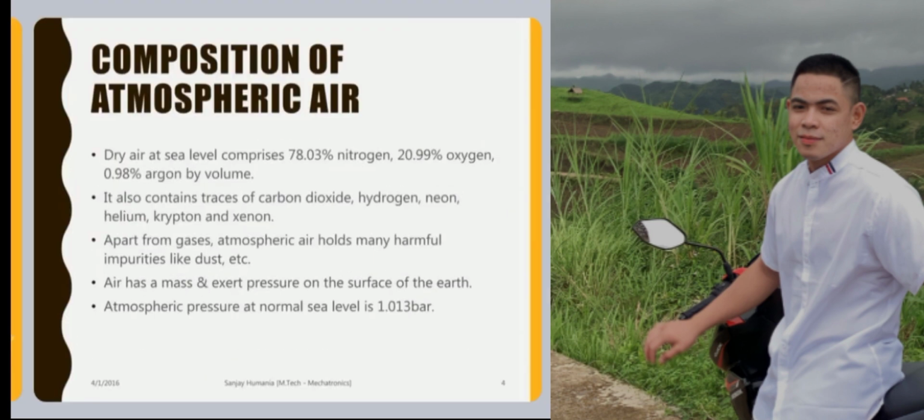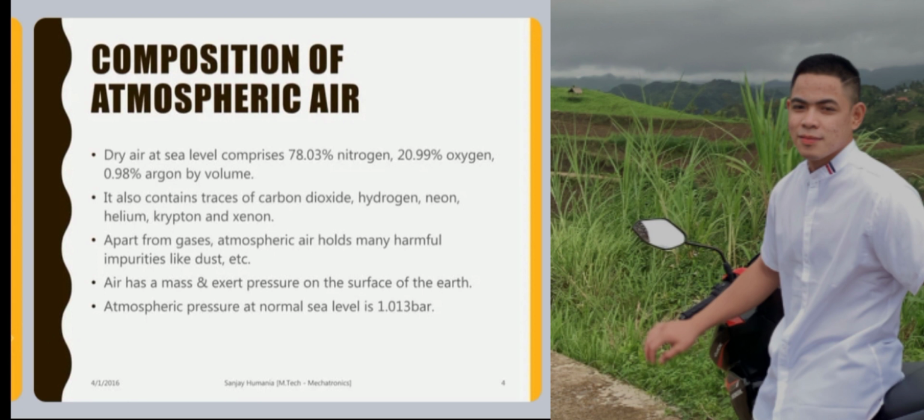Composition of atmospheric air. Dry air at sea level comprises 78.03% nitrogen, 20.99% oxygen, and 0.98% argon by volume. It also contains traces of carbon dioxide, hydrogen, neon, helium, krypton, and xenon. Apart from gases, atmospheric air holds many harmful impurities like dust, etc.